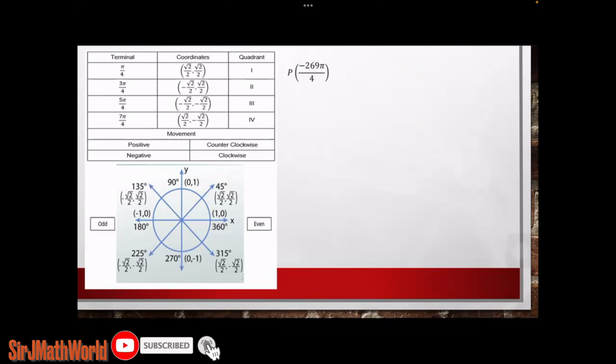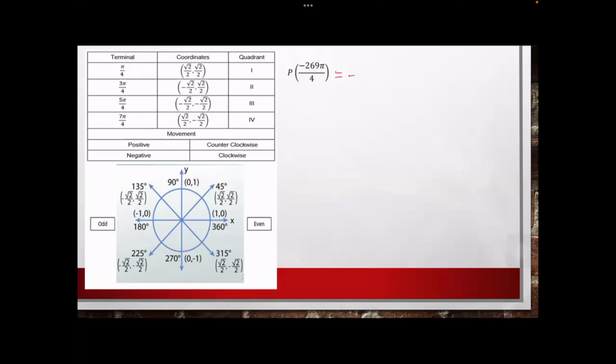Okay, so the last is negative 269 pi over 4. Negative 67 pi plus pi over 4 po. Tapos, ang sagot po ay negative square root of 2 over 2 and square root of 2 over 2 po.